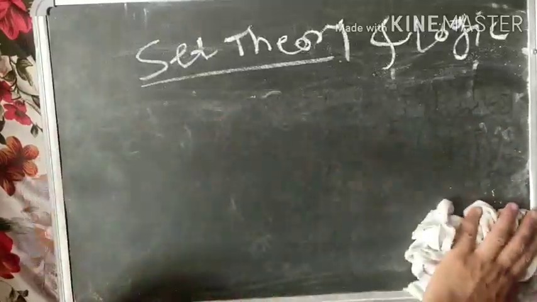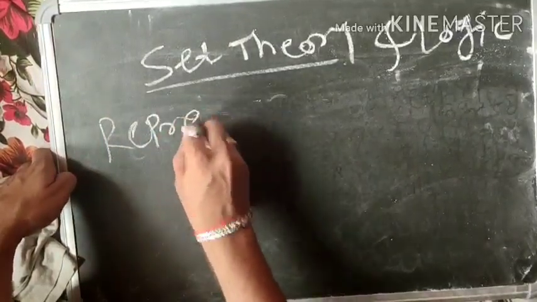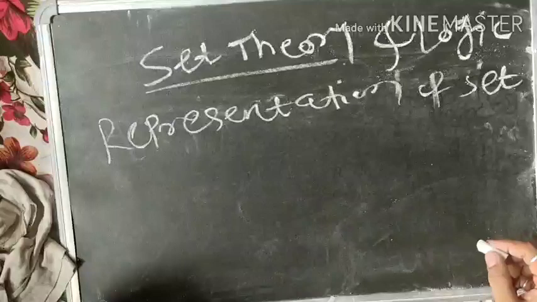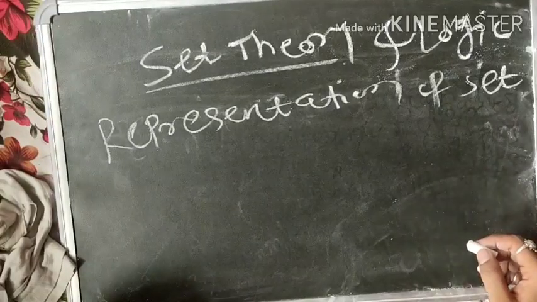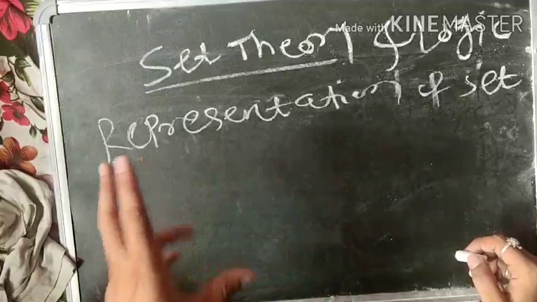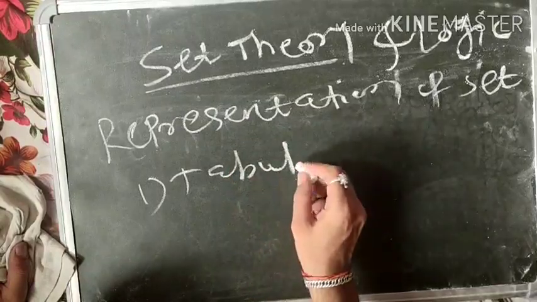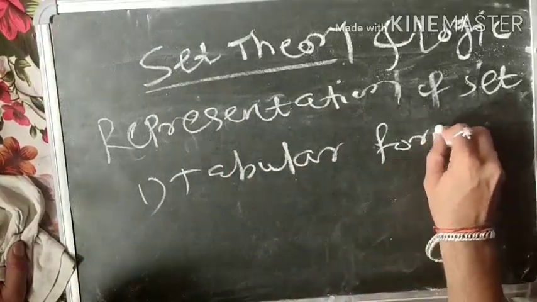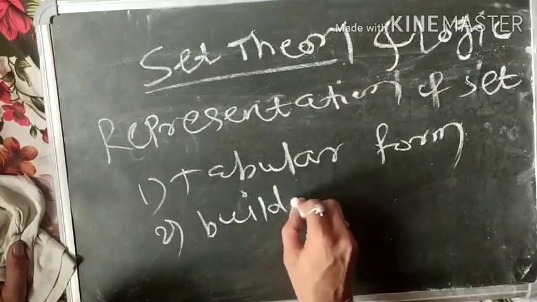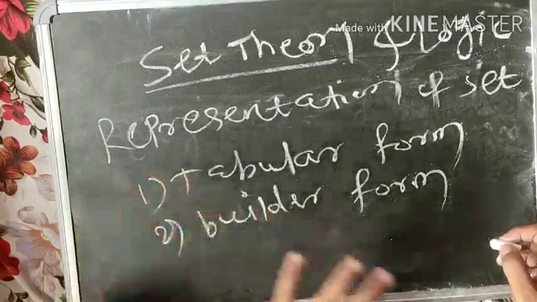Next, the representation of a set. The next topic is representation of set. We have already studied what a set is, and the second topic is representation of set. How do we represent these sets? We can represent a set in two ways. First way is tabular form, and second is builder form. By using these two ways we can represent the set.